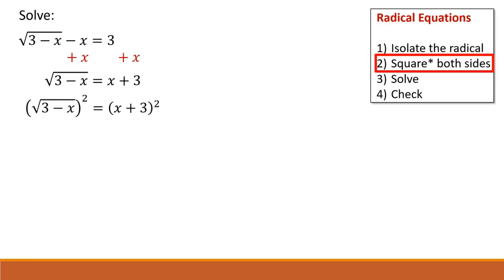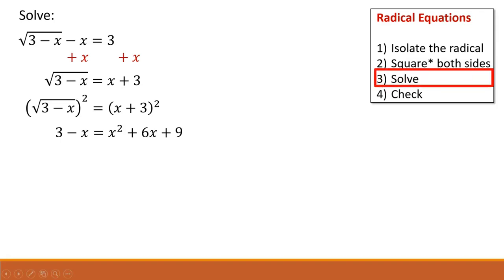Squaring the left side basically removes the radical, because a square root and a square are inverses of each other. On the right side, we've got a binomial that we're squaring. So to square x plus 3, we get x squared plus 6x plus 9. What we do for the third step depends upon what kind of equation we have at this point. And what we have is a quadratic equation. That's because of the x squared term.